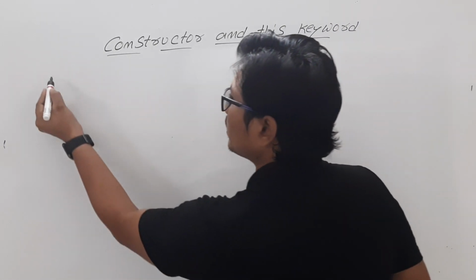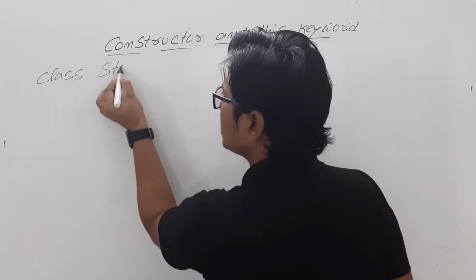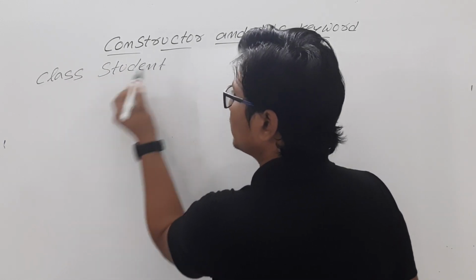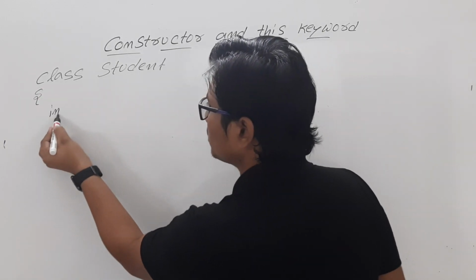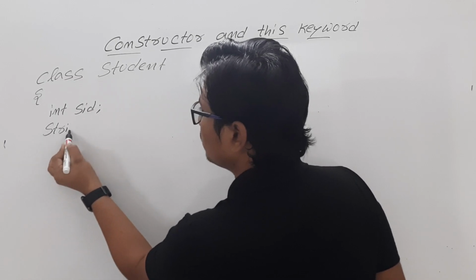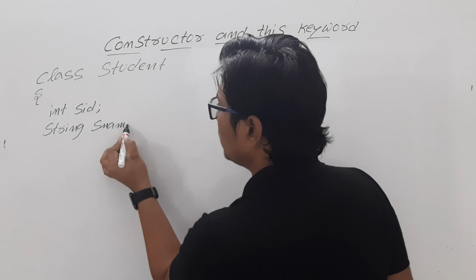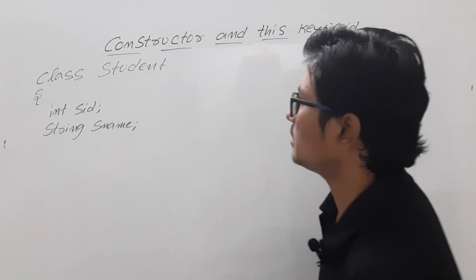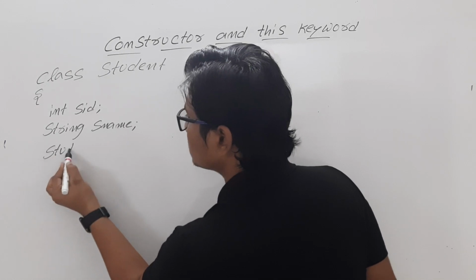Now let me write a simple example. Let's take the class Student. Inside the class, let me have two variables called SID, and SName, which is a string type. So string SName. Now let me have a constructor. The constructor should have the same name as the class name.